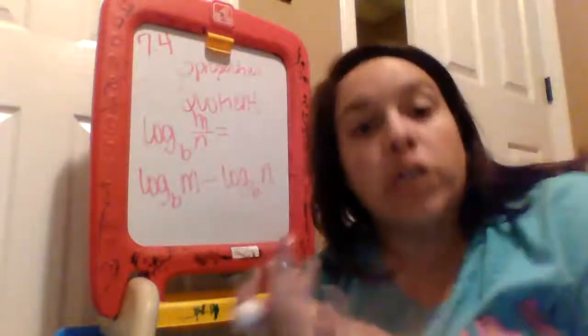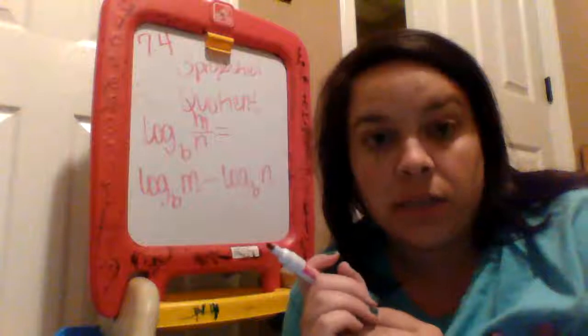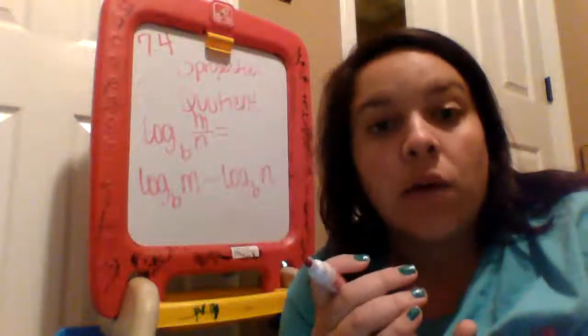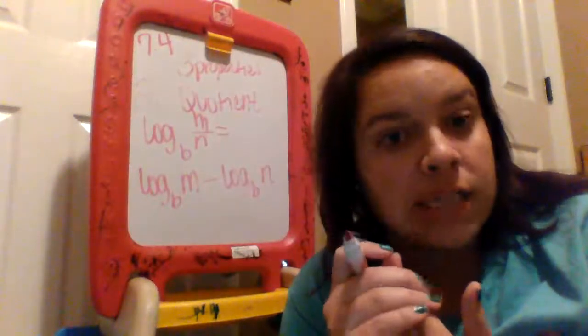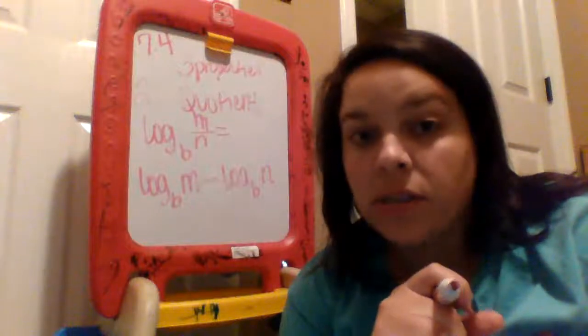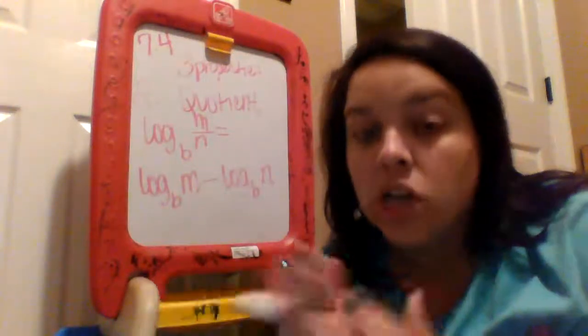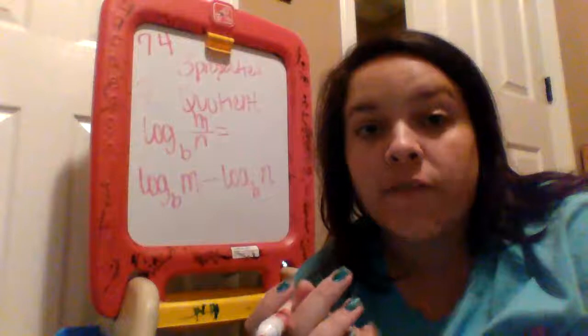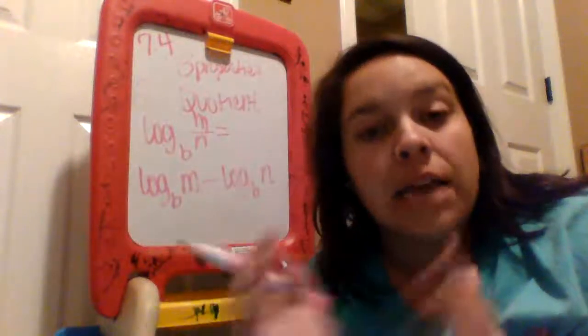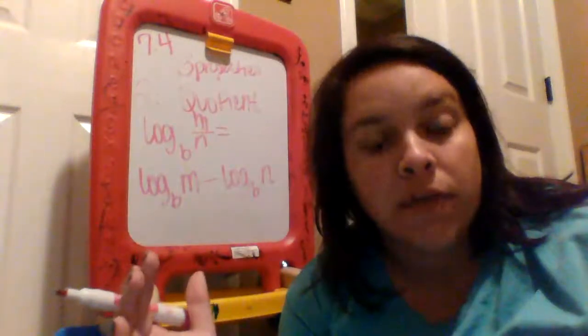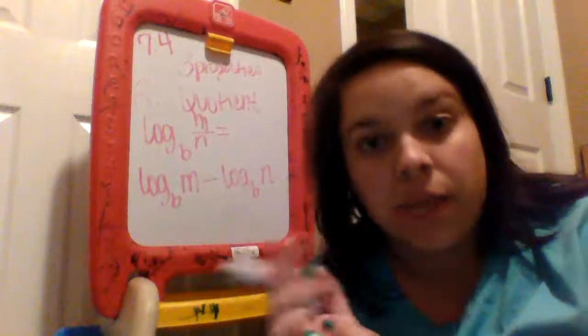When you did the exponent rules, when you were multiplying same base, what did you do with the exponents? You added them. So that's why the product property says that if you have m times n, you can separate it to be log base b of m plus log base b of n.